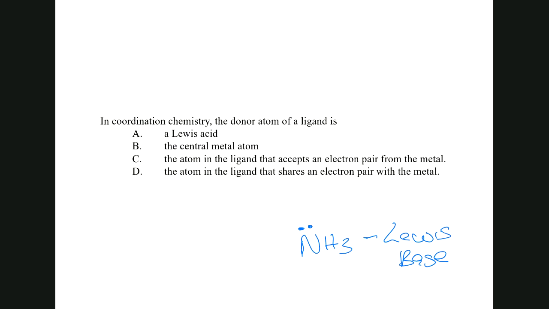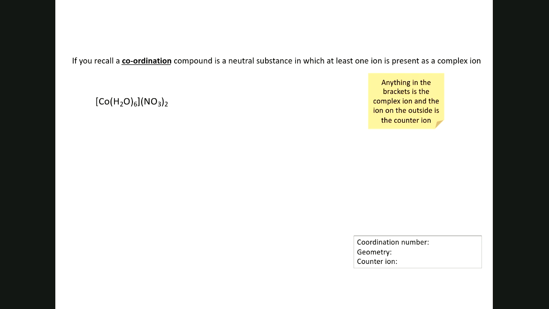Choice C says the atom of the ligand that accepts an electron pair from the metal. No. So the correct answer would be D: the atom of the ligand that shares an electron pair with the metal. If we're all on that, we remember stuff that we've done from last time around, and we're ready to jump into new content. But we'll still do a little bit of revision as we go along for those of you who may still need some catching up. All right, so in this lecture, we're going to continue our discussion on coordination compounds.